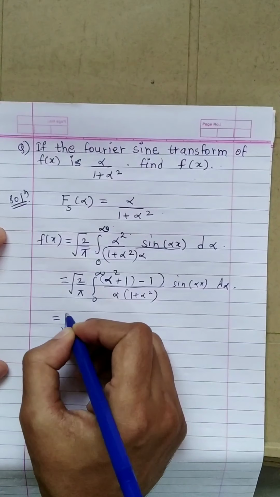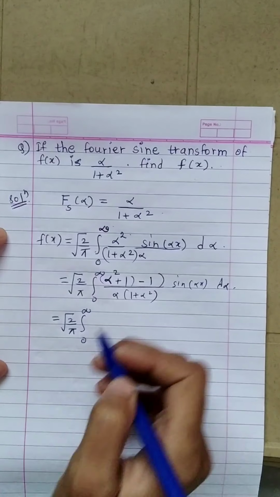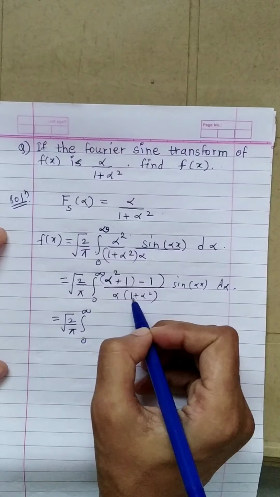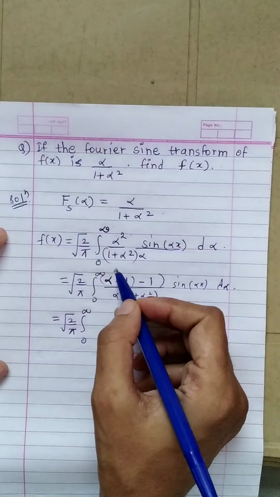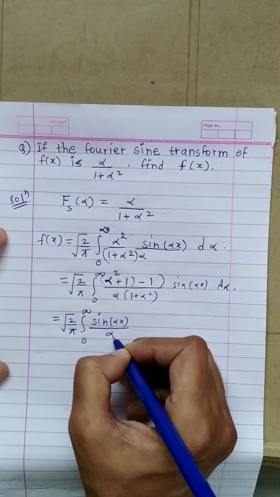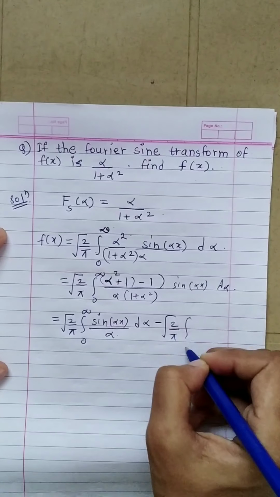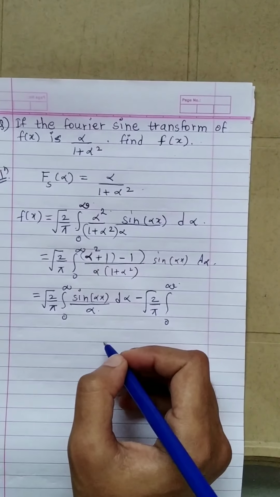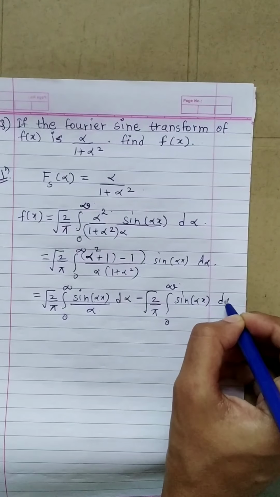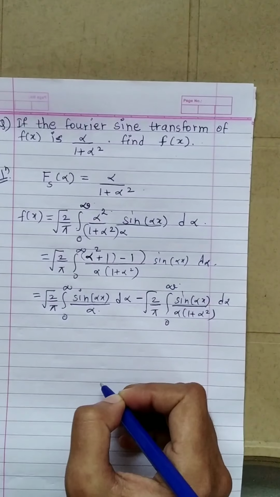So this will be root of 2 by pi integral from 0 to infinity of alpha square plus 1 divided by alpha into alpha square plus 1, into this. So this will get cancelled and it will be left with sine of alpha x by alpha d alpha, minus root of 2 by pi integral from 0 to infinity of sine of alpha x d alpha divided by alpha into 1 plus alpha square.